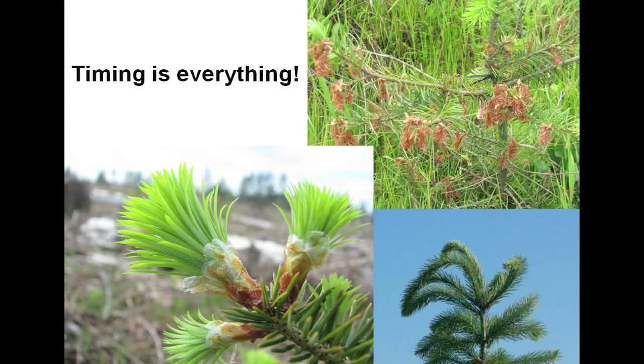frost and the new foliage is killed. If they burst bud too late, they don't have enough time to get their new growth out before drought stress hits them. So really, timing is everything when it comes to bud burst. So how did they do this? There's a couple graphs you have to suffer through. I couldn't think of any way to explain this without having some graphs.